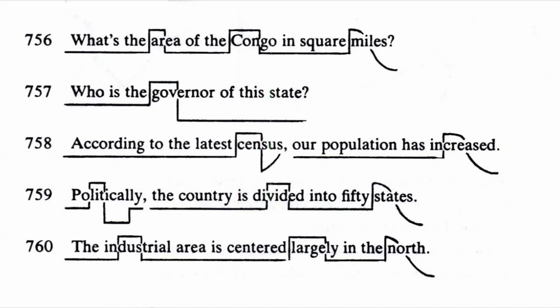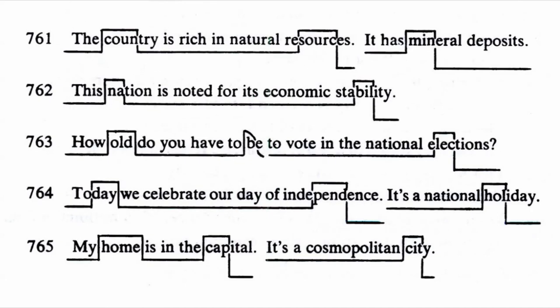The industrial area is centered largely in the north. The country is rich in natural resources. It has mineral deposits. This nation is noted for its economic stability. How old do you have to be to vote in the national elections?